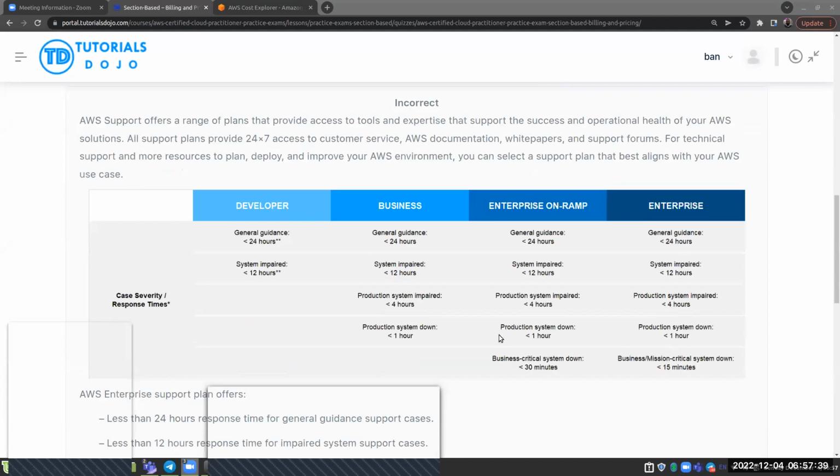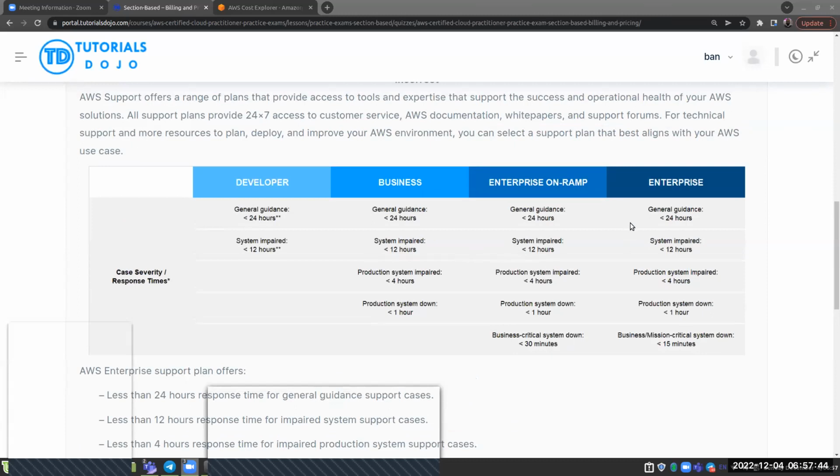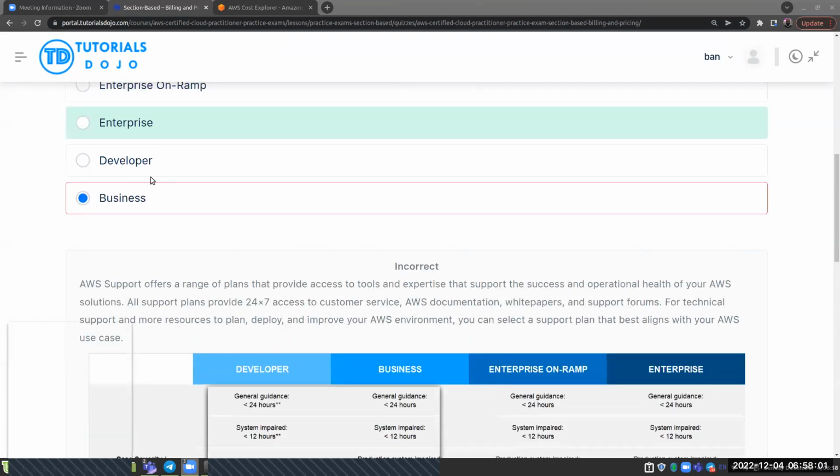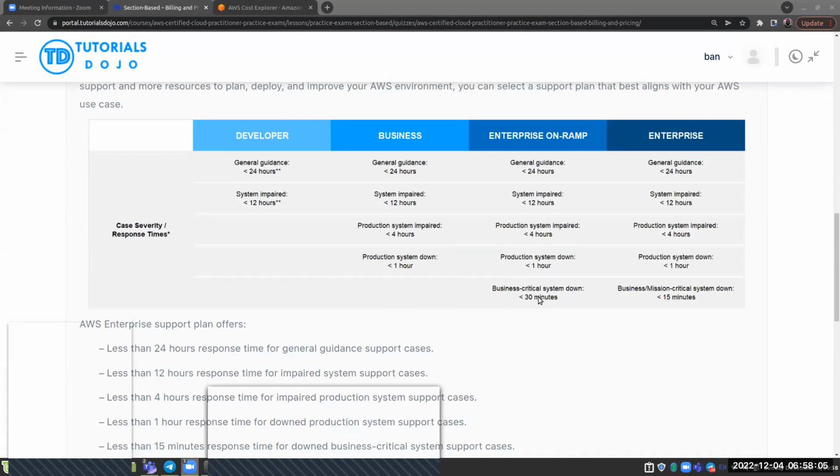So this is the other part of case severity options in the support plans. If you want 15-minute response time, it is the enterprise that offers that. The Enterprise On-Ramp has less than 30 minutes. The business doesn't even have an option for that kind of service continuity in less than 30. So critical systems, it has a production system down for 1 hour per system. So these are some other key things to know.